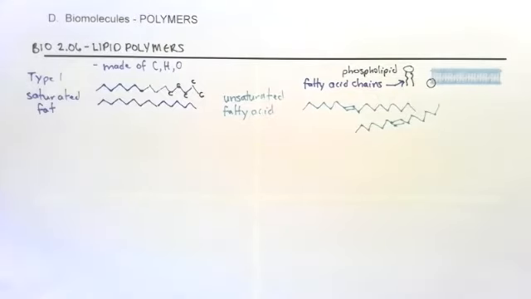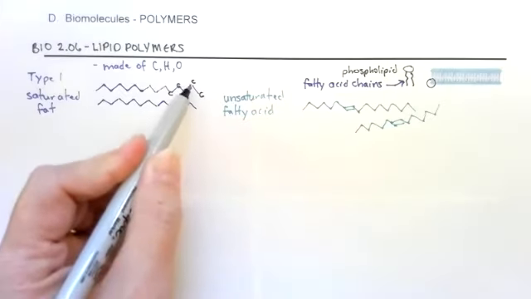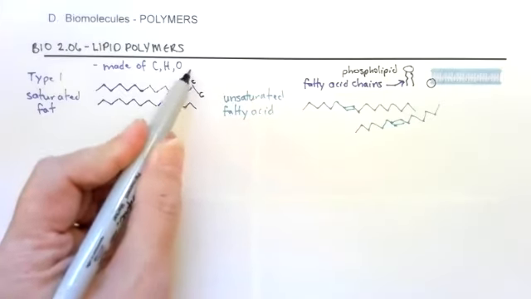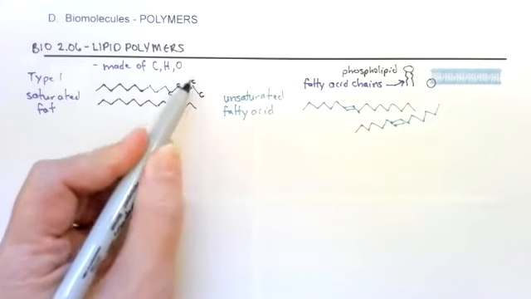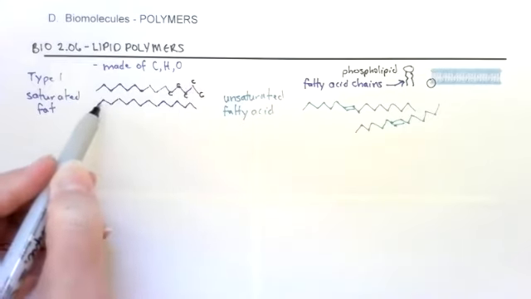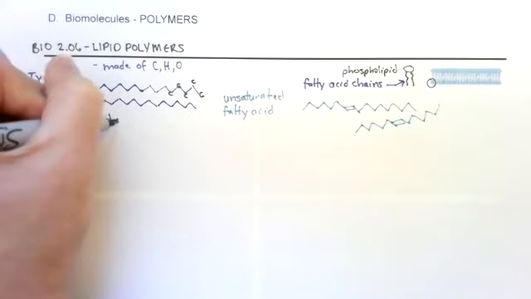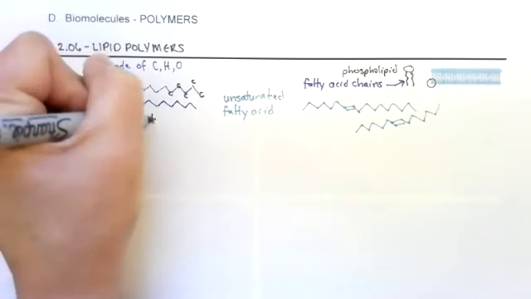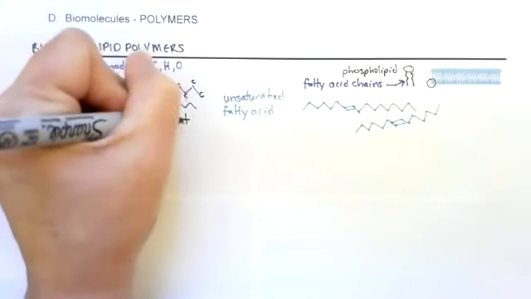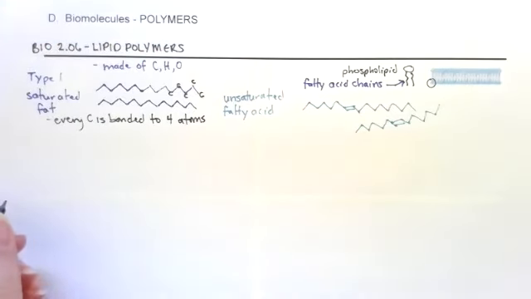If you remember, we talked about carbon being able to form 4 bonds. So if I look at this carbon, I've got a bond here, and I haven't drawn it, but there'd be a hydrogen that comes off of here and a hydrogen that comes off of here. So in a saturated fat, every carbon is bonded to 4 atoms. These are called single bonds.